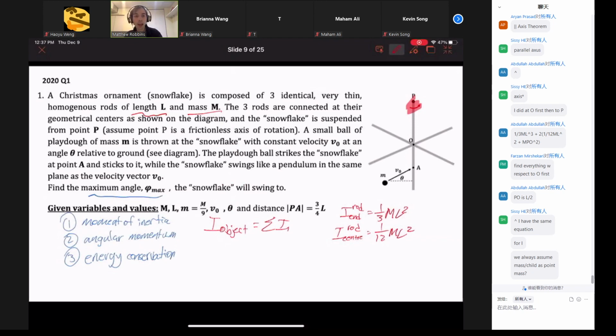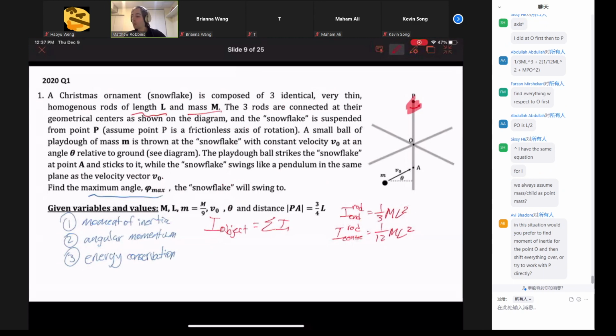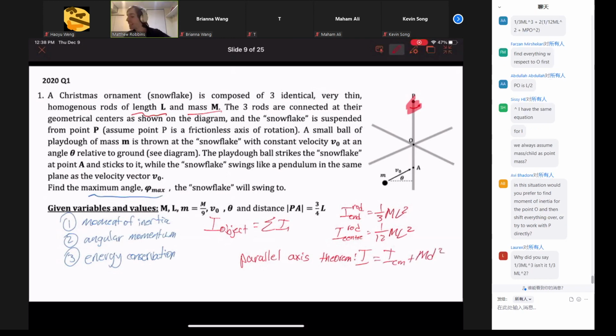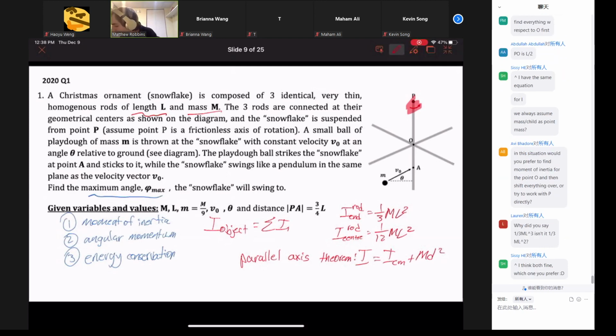And then what we need to do is calculate the moment of inertia about point P. But as people already said, we can use the parallel axis theorem. The parallel axis theorem says the moment of inertia is equal to the moment of inertia about the center of mass plus m times d squared, where d is the distance between the center of mass and the pivot.